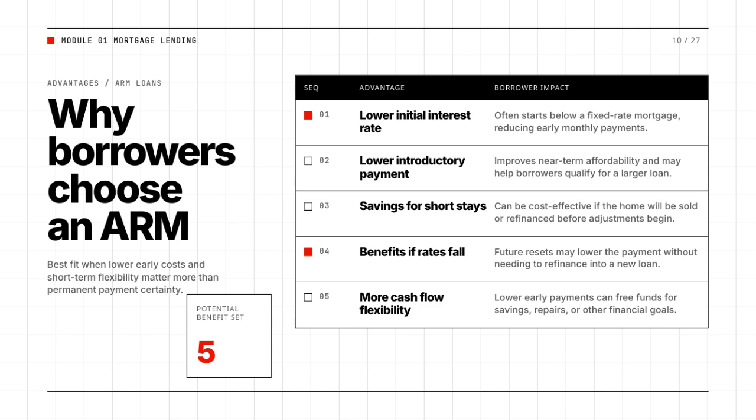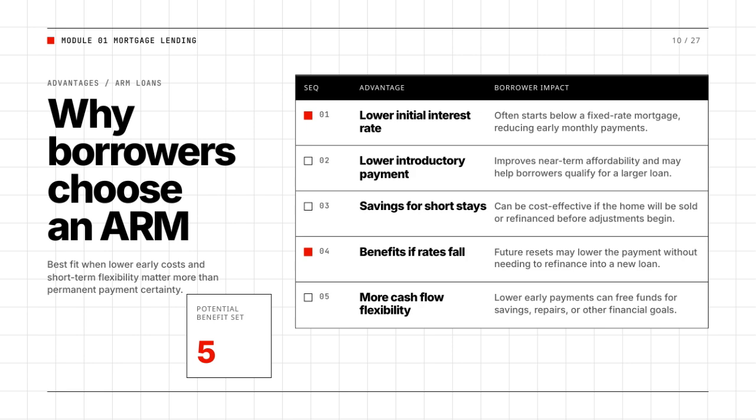One of the biggest advantages is the lower initial interest rate. Typically, ARMs start with a rate that's below what you'd find in a fixed-rate mortgage, which means your early monthly payments can be significantly reduced. This lower introductory payment improves near-term affordability, and in many cases, it helps borrowers qualify for a larger loan amount.